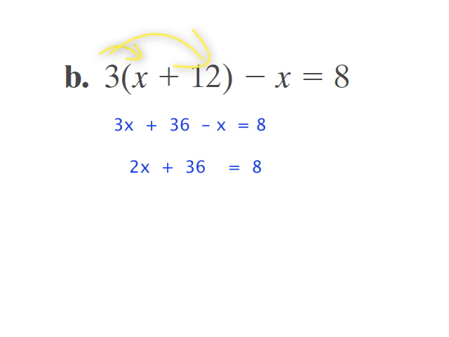Now subtract 36 from both sides of the equation. On the left-hand side, you're left with 2x, and on the right-hand side, 8 minus 36 is negative 28. Now you're ready to divide both sides by 2. 2x divided by 2 is x. Negative 28 divided by 2 is negative 14.